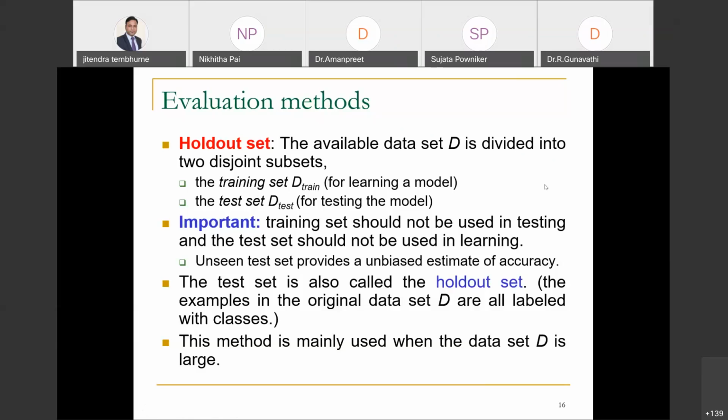There is a question: validation set is taken from which set? So this is disjoint. All are disjoint: training set, testing set, and validation set. They are all disjoint, okay? Because validation is testing only, right? So the learning set will not be mixed with the validation, and the testing set will not mix with the validation. They are all disjoint. We will come to that on the next slide.